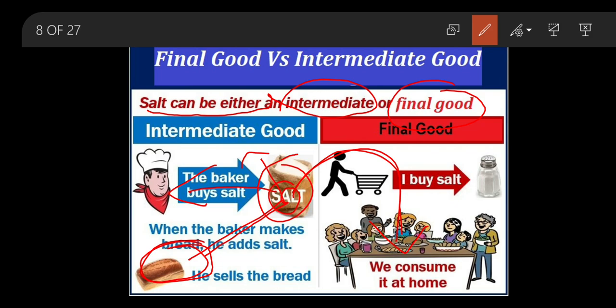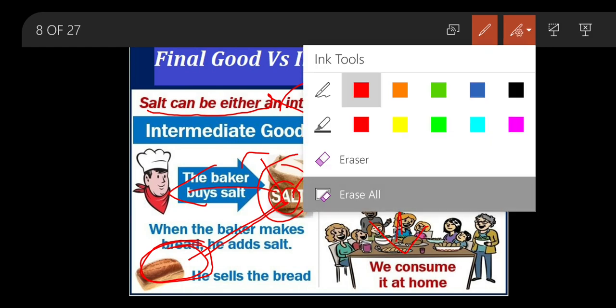So it depends on how the product is used. Okay, if it is used for further production, then it is an intermediate good. But if it is consumed directly, then it is a final good. Okay, I hope you're clear about these two.